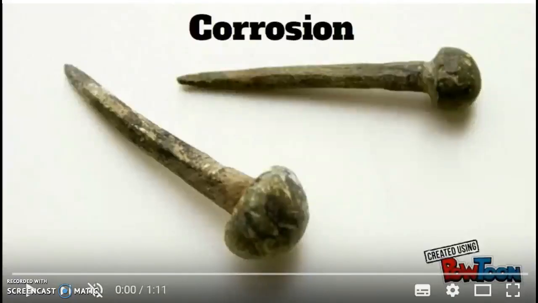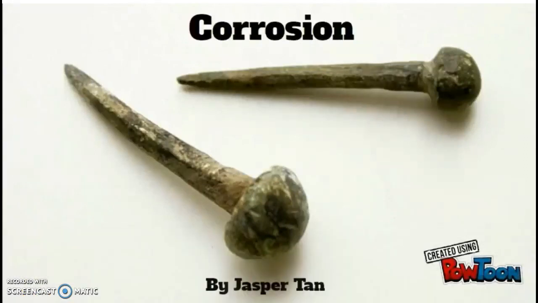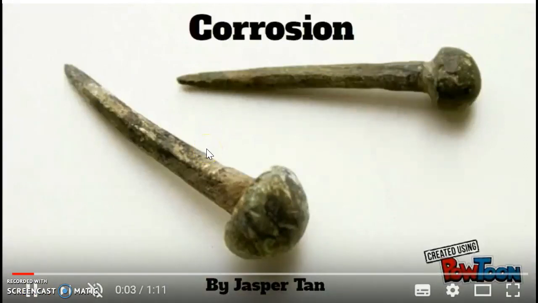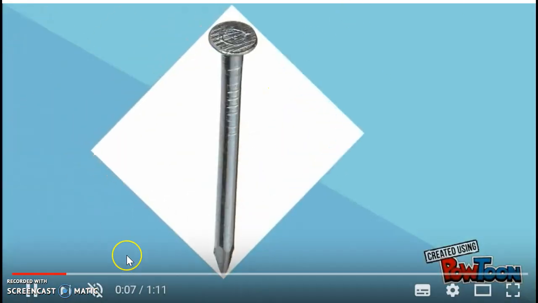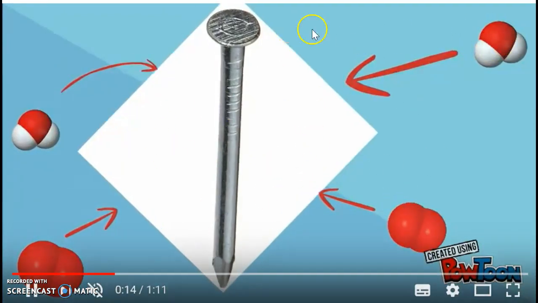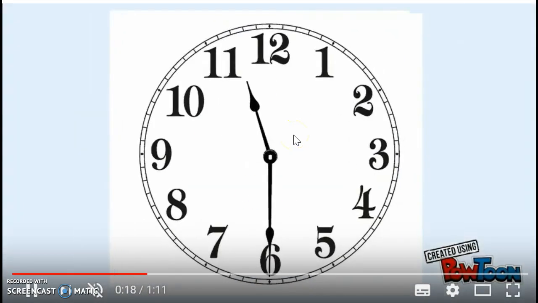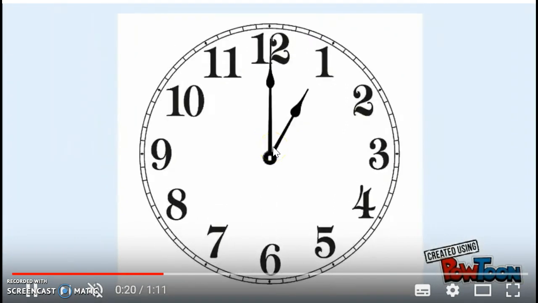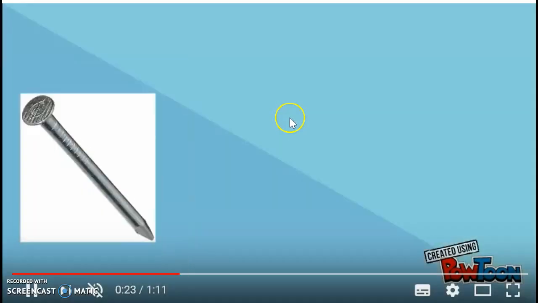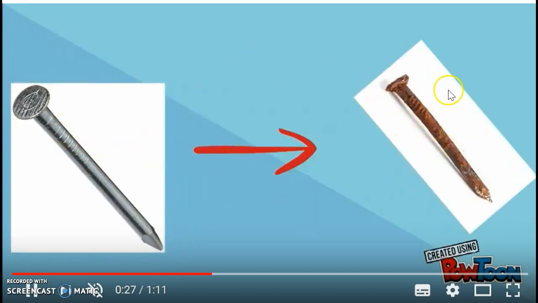And here I have a little video that shows how it works. First we see a nail. Here we have a nail, and when it's combined with the O2 and the H2O, it will rust. This process will take a lot of time, so don't count on it being done quickly. Here we have the nail, but now it's all brown and rusty.